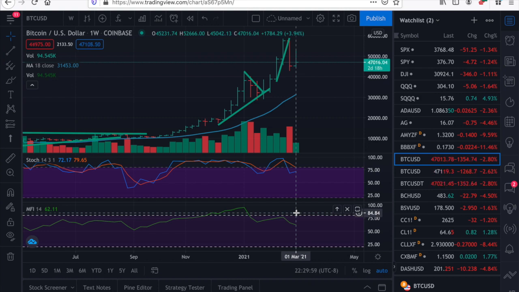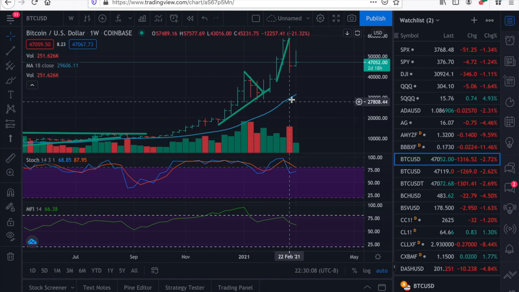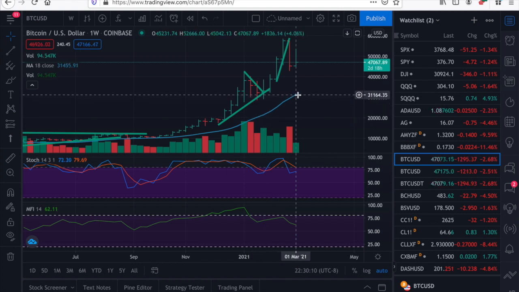I'm not going to say how far it's going to go, but I think that it should be able to touch this line right here, which is 31,400. So I think it'll at least go that far. And then after that, it could be going back up. Then again, it could be continuing to go down.